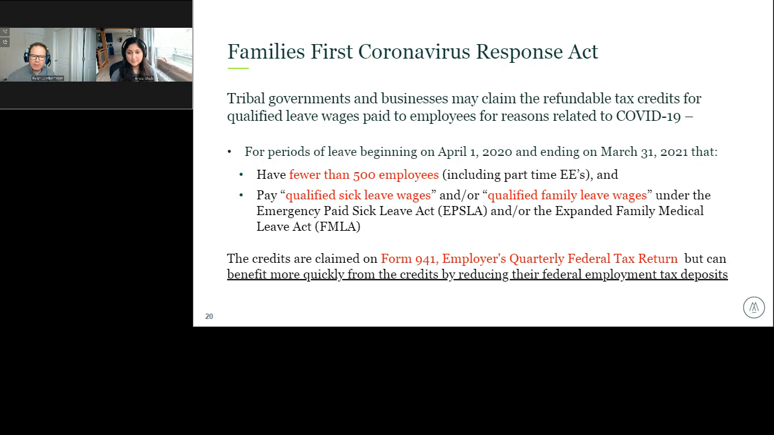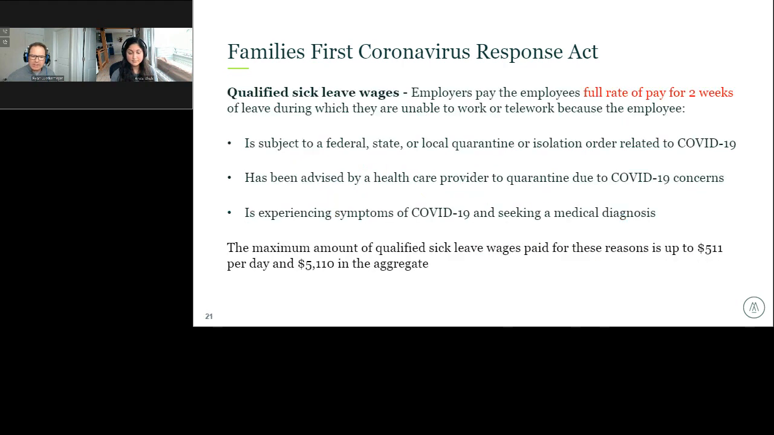Moving on. Let's dive into Families First. If you're still staying tuned because this is applicable to you, we're going to talk a bit more about the details. So the qualified sick leave is really, again, there's 2 points to this. If you, as a tribe, are following Families First, then you have to not only follow the requirements of providing leave, but also, again, you're eligible for the tax credit.